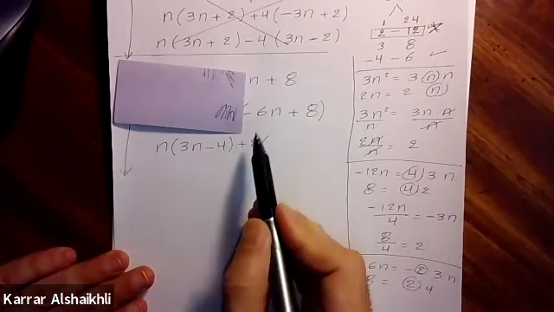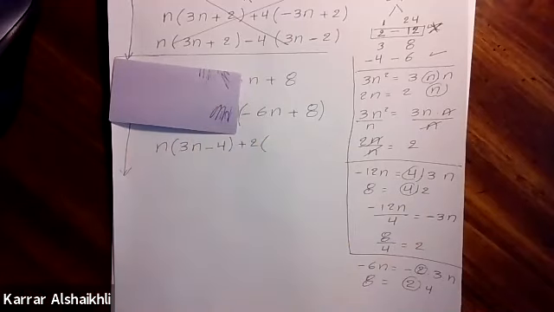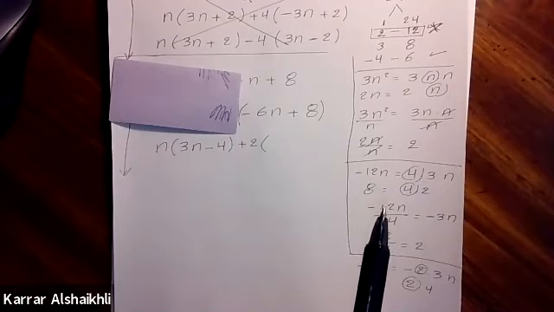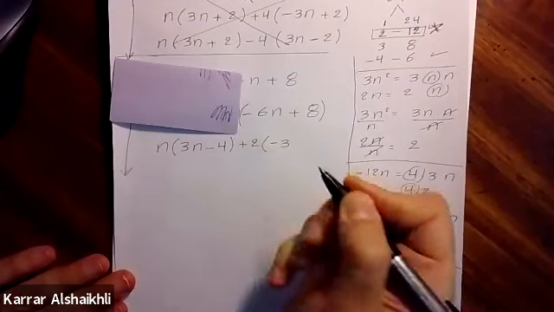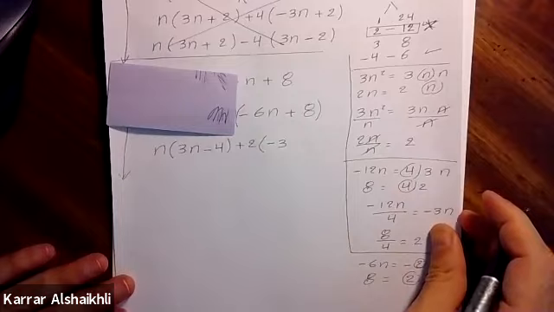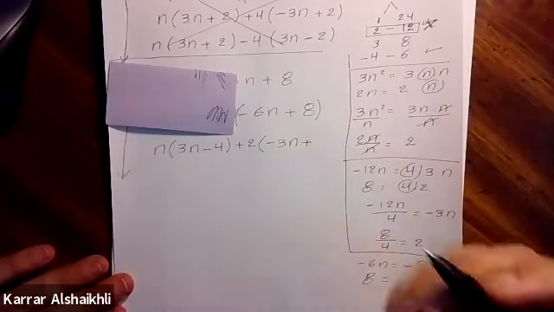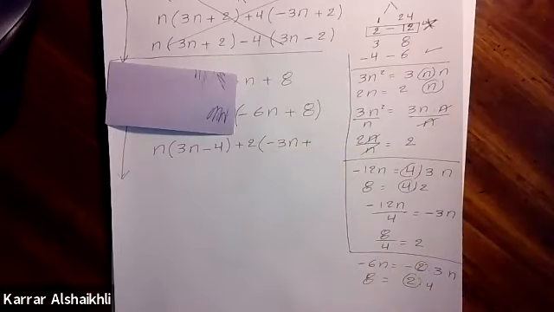Now, -6n divided by 2. -3n. Plus 8 divided by 2. 4. So I'm gonna write down 4.